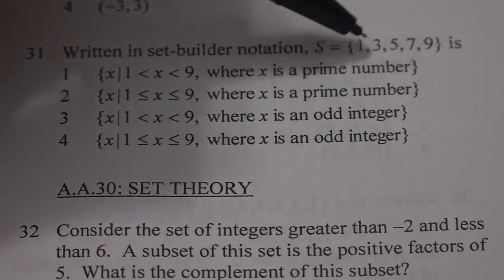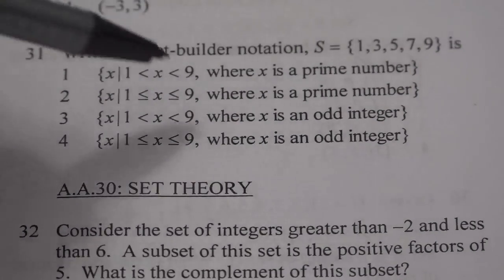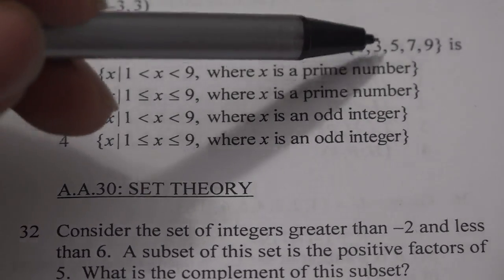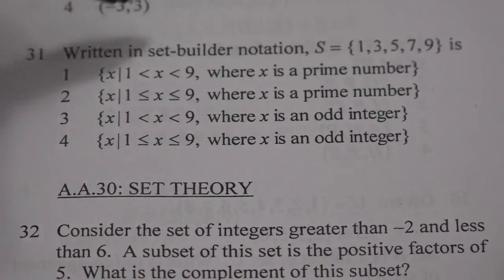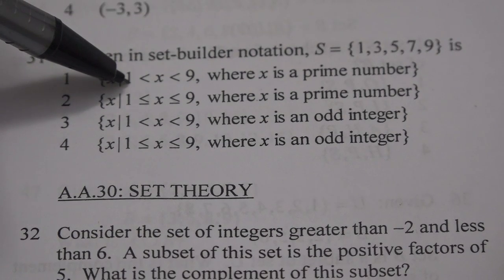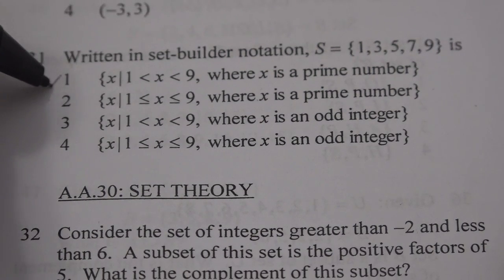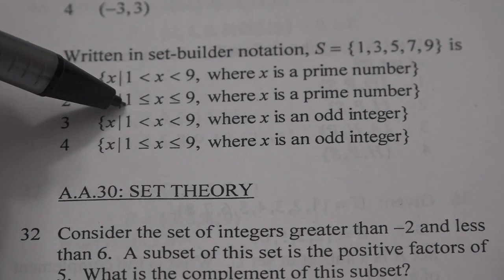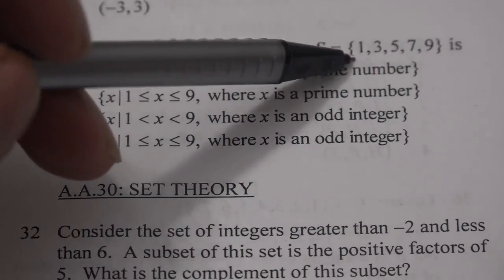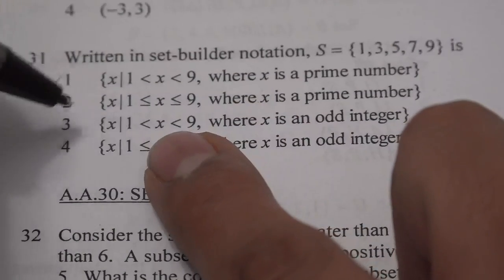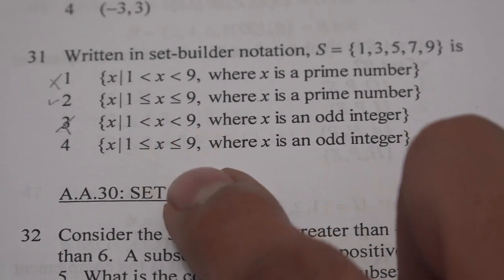Okay, so now we got 1, 3, 5, 7, 9. Be careful with this choice. So I need 1, 3, 5, 7, and 9. Look at the first one. 1 is not included. Right away, I cannot have this. Here 1 is included and 9 is included. So this could be a possible answer. Here 1 is not included, so this cannot be our answer.